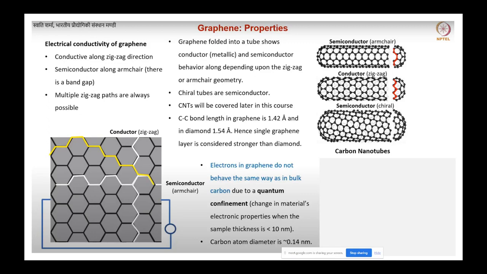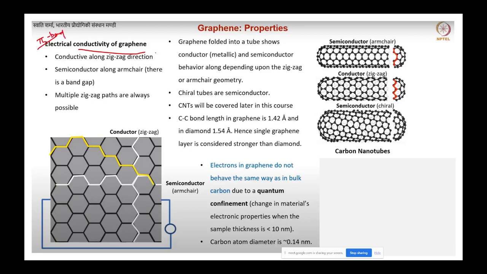So it has a specific property, and because of that property, it is being used worldwide. So, the electrical conductivity of graphene. I have explained that because of the pi bond, one single delocalized pi bond, it is conductive.